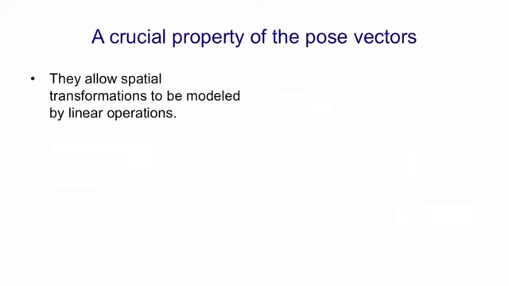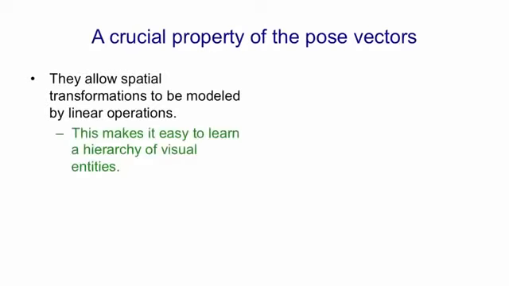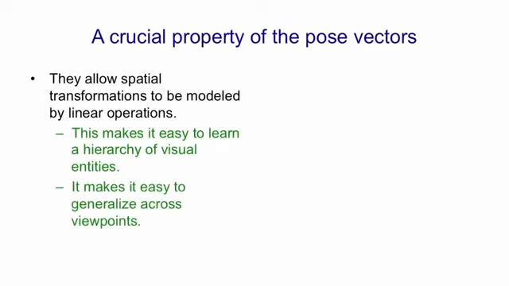Now, if we can get a neural net to represent these pose vectors as vectors of neural activity, then we get a very nice property. Spatial relationships can then be modelled as linear operations. That makes it very easy to learn a hierarchy of visual entities, and it also makes it very easy to generalize across viewpoints.